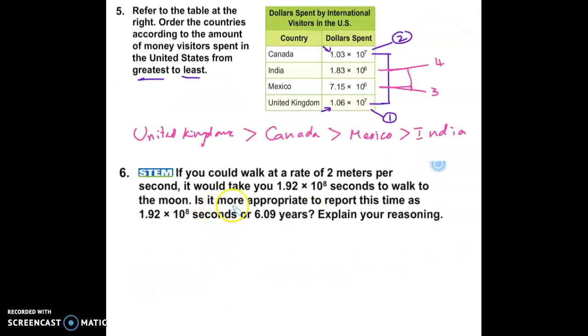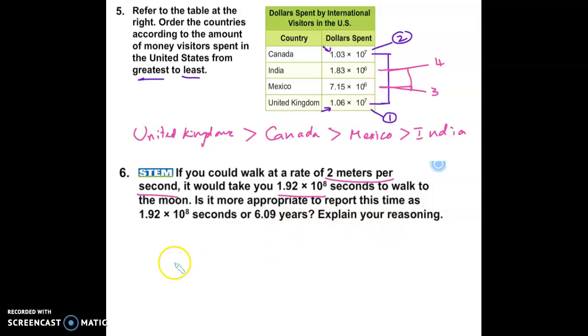So let's look at the last word problem right here. If you could walk at the rate of 2 meters per second, just imagine that you're walking 2 meters for every second. It would take 1.92 times 10 to the 8 seconds to walk to the moon. So is it more appropriate to report this time as 1.92 times 10 to the 8 seconds or 6.09 years? Explain your reasoning.